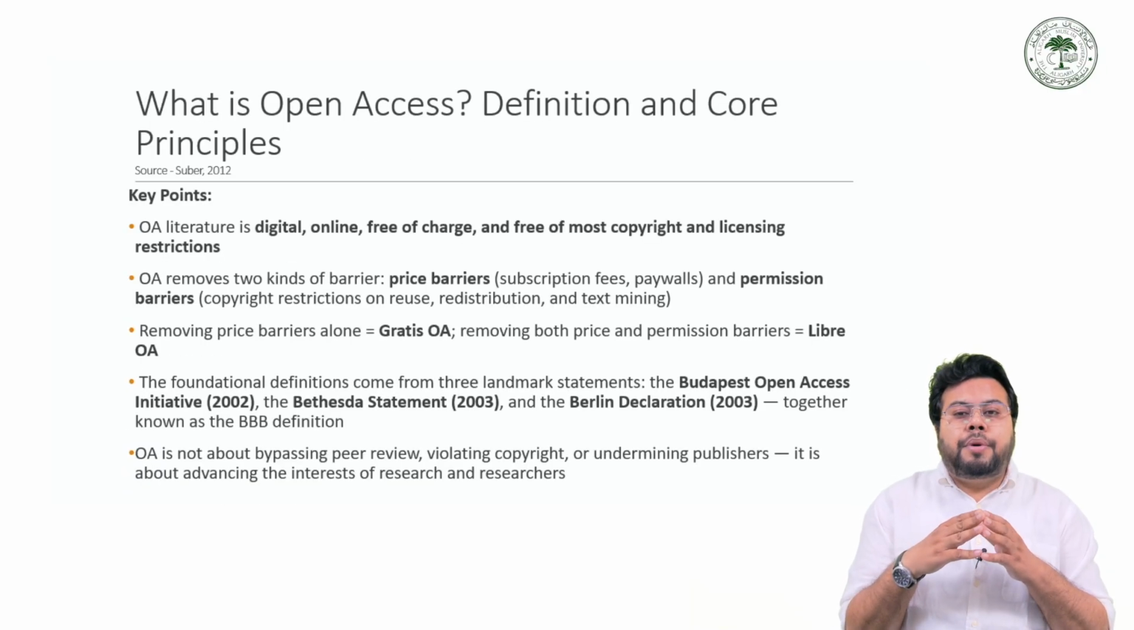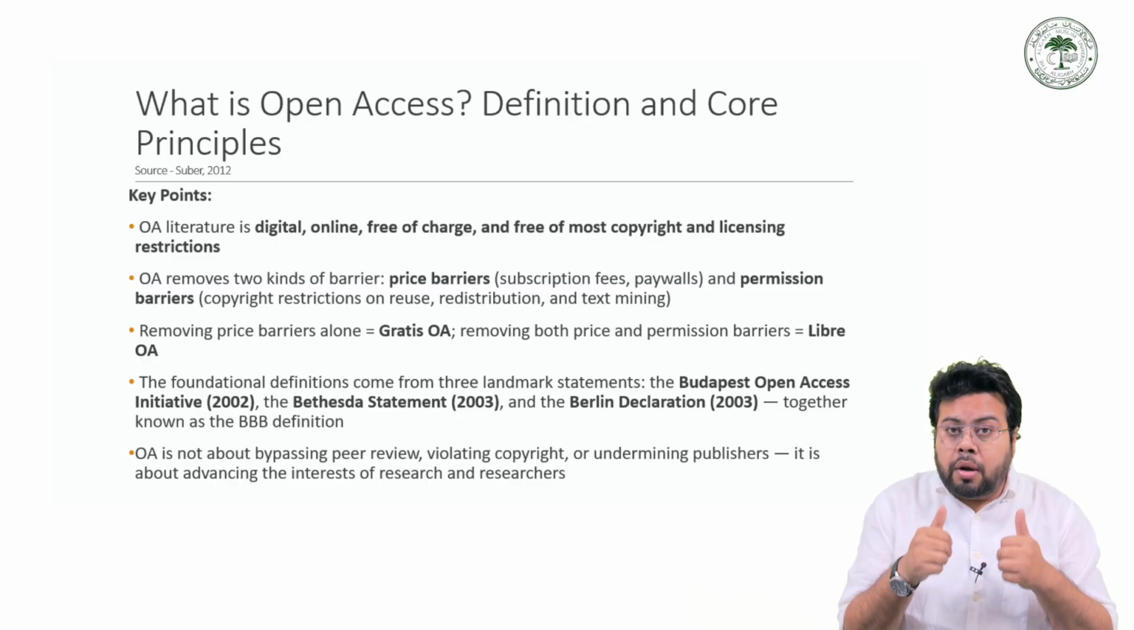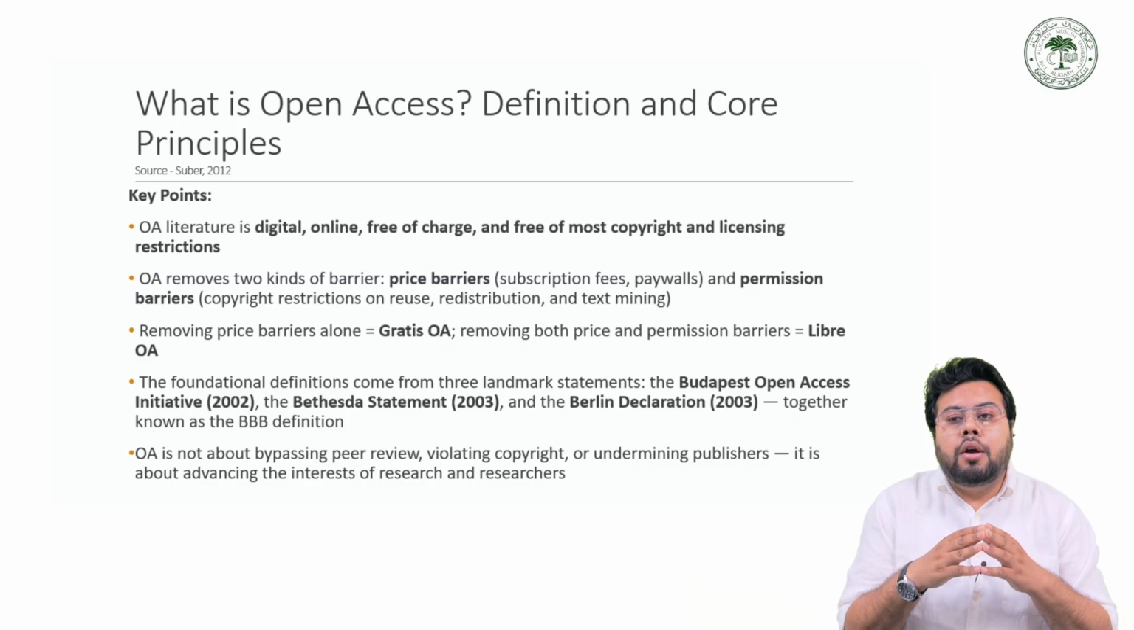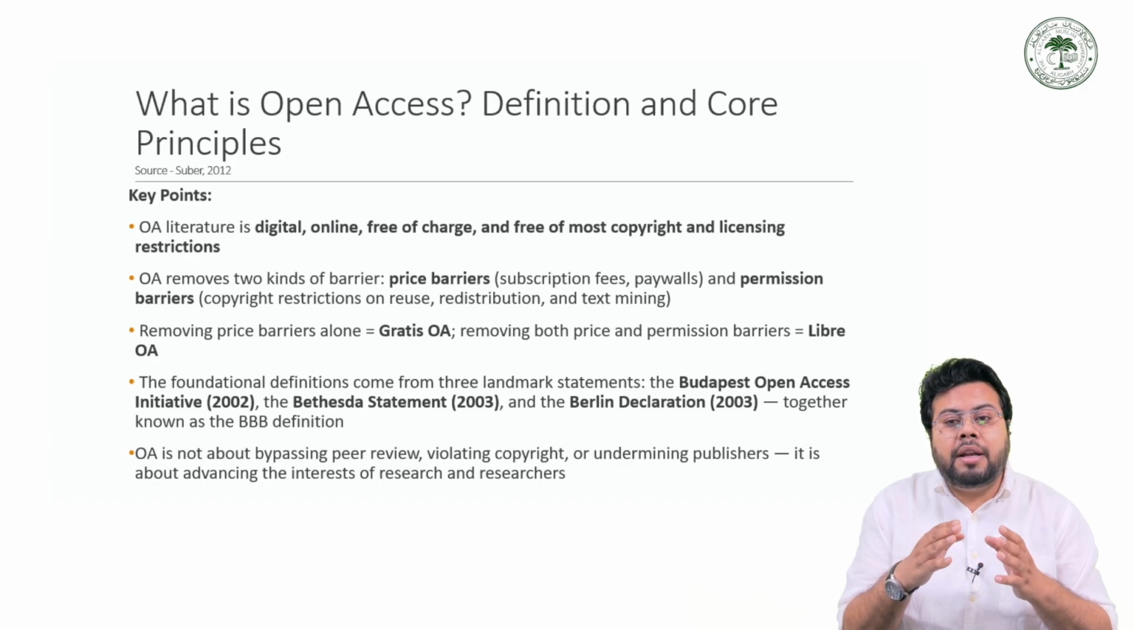Now let's start with the precise definition, because open access is frequently misunderstood. According to Suber, open access literature is digital, online, free of charge, and free of most copyright and licensing restrictions. Notice the two distinct types of barriers it removes: price barriers, the subscription fee and the paywall that stop you from reading an article, and permission barriers, the copyright restrictions that stop you from redistributing, translating, or text mining a work even after you have accessed it.